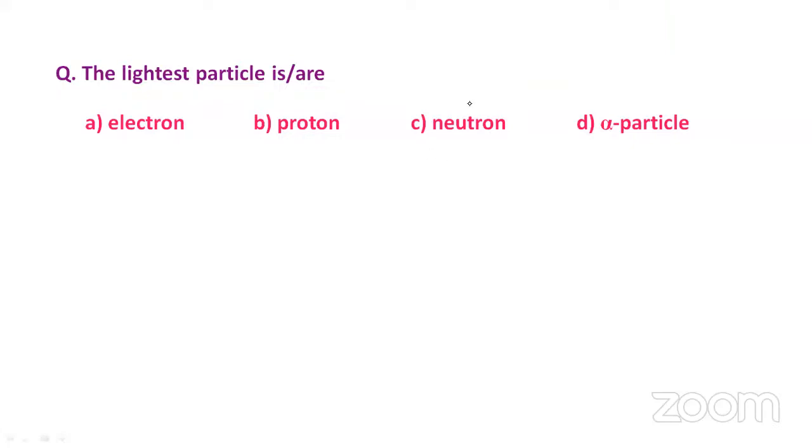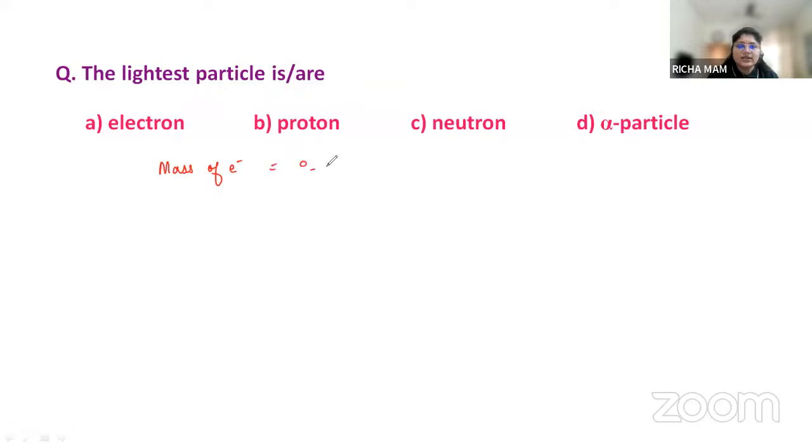If we consider the masses, Hema is answering. Her answer is electron. What about others? Let me write the masses. The mass of electron is 9.1 into 10 raised to minus 31 kg. These things were written in the tabular. Even in your textbook, one tabular is given, in which the masses of these fundamental particles are given.